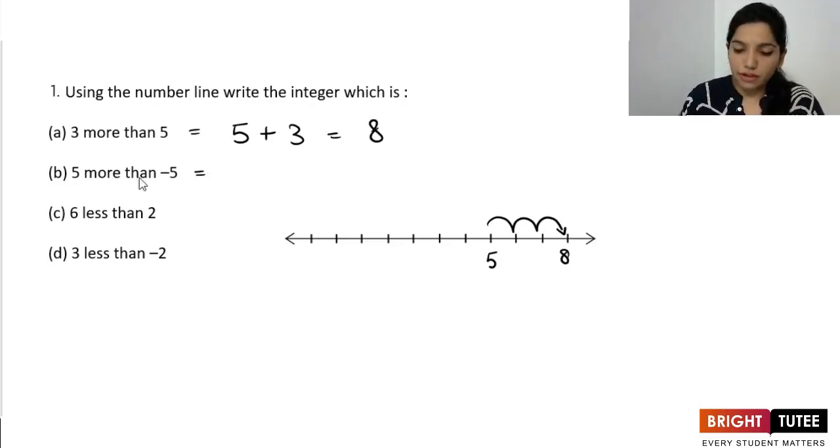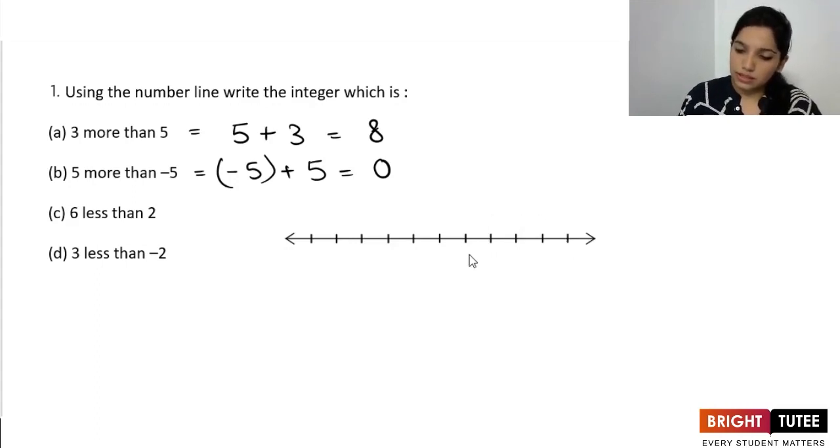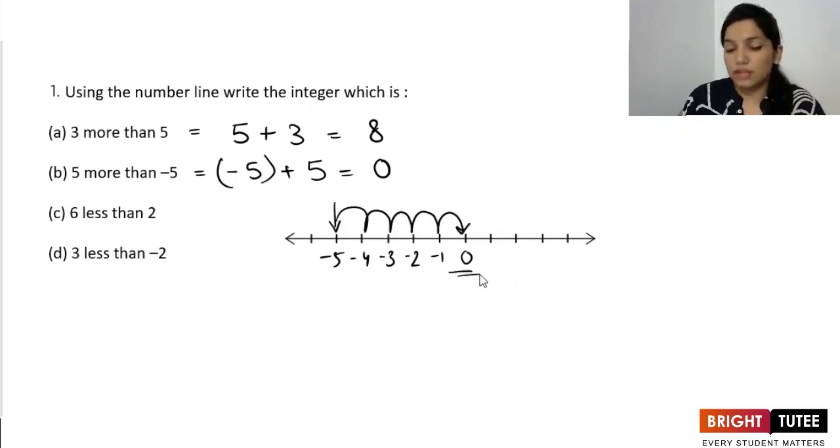Now it says 5 more than minus 5. So this is minus 5 and I need to add 5 to it. Minus 5 and 5 are additive inverses of each other, so I'm sure you can easily say the answer will be 0. You can try the same on a number line. Say this is 0, minus 1, minus 2, minus 3, minus 4, minus 5. If I'm starting from minus 5, moving 5 steps towards the right side, where will I land? I'll land on 0, right?